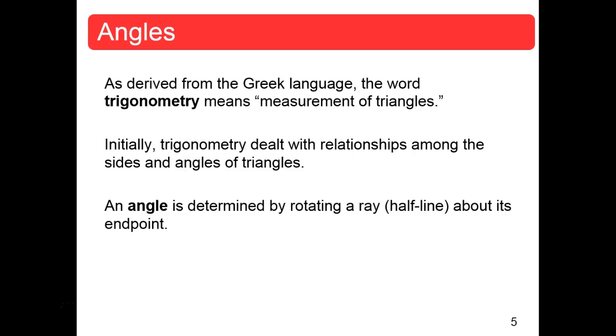So let's start with angles. Not angels, not you guys, but angles. Okay. As derived from the Greek language, like I just said, the word trigonometry means measurement of triangles. Metra is measure. The TRI meant triangles. Initially, trigonometry dealt with the relationship between the sides and the angles of the triangles. Okay? And before this class is over, we're going to be dealing with just about any combination of sides and angles that you can have in any old triangle. However, we're not going to start with triangles. We'll start with something else. It seems a little bizarre, but it's true. Let's first talk about the angles.